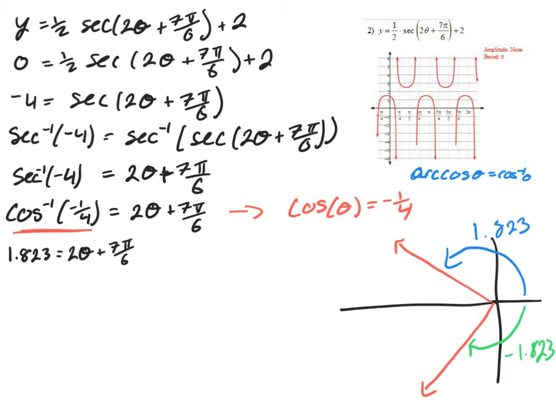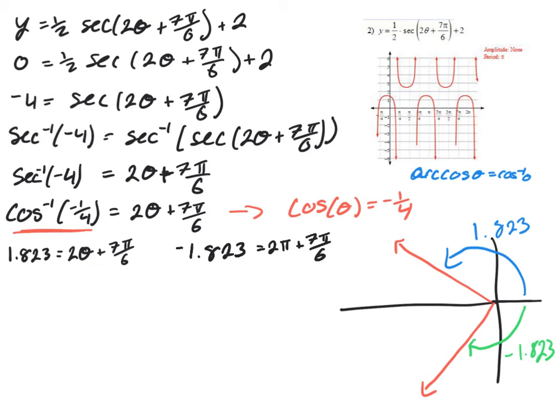Now, it's not going to get us to the intercept that we want, but it's going to work out okay. We'll see what's going to happen there. Okay, so the next one we're going to do is -1.823 equals 2 pi plus 7 pi over 6. And now we're going to be working with calculators. Try to keep your decimals out pretty far.